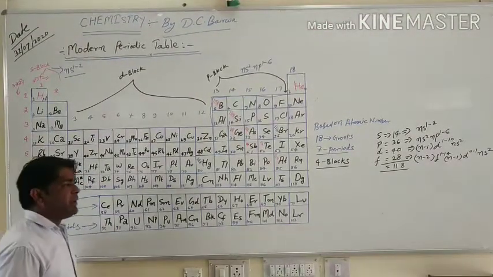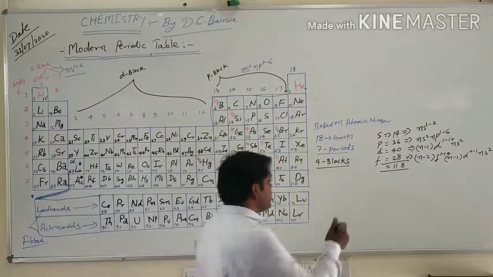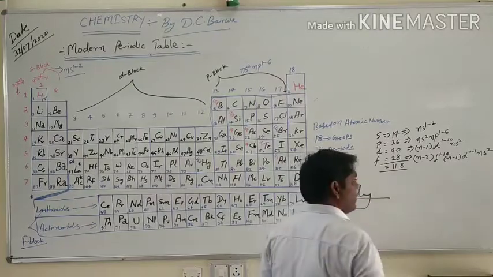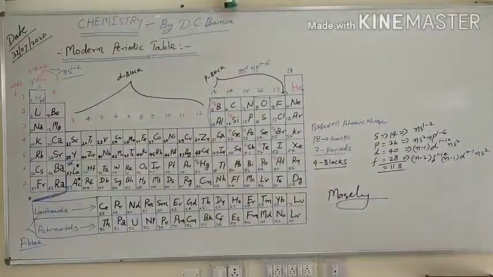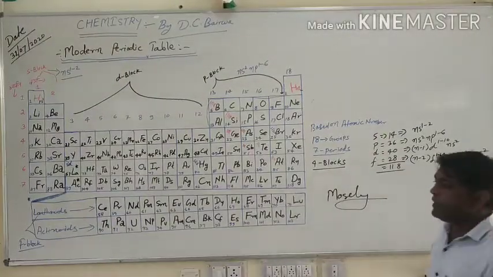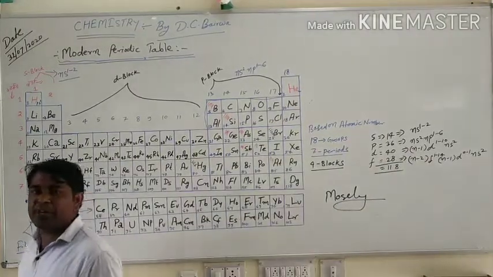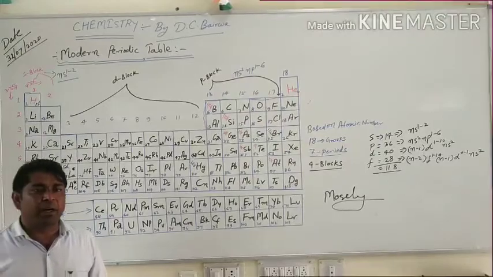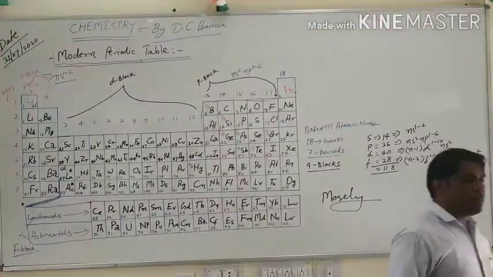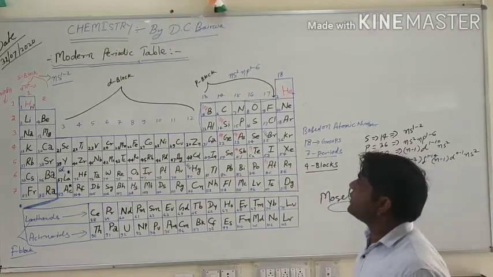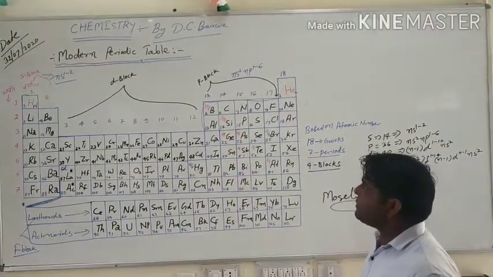Modern periodic table is based on Moseley, M-O-S-E-L-E-Y. According to Moseley's periodic law, physical and chemical properties are periodic functions of atomic number. Okay dear students, this is the modern periodic law. This modern periodic table is represented by me.